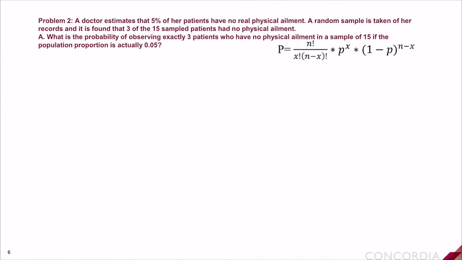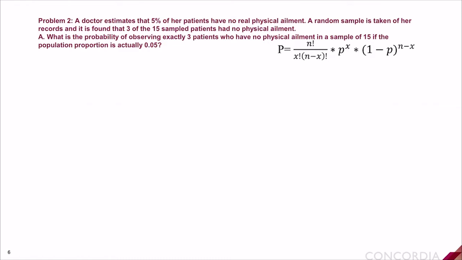Problem 2. A doctor estimates that 5% of her patients have no real physical ailment. A random sample is taken of her records and it is found that 3 out of the 15 sampled patients had no physical ailment. What is the probability of observing exactly 3 patients who have no physical ailment in a sample of 15 if the population proportion is actually 0.05?